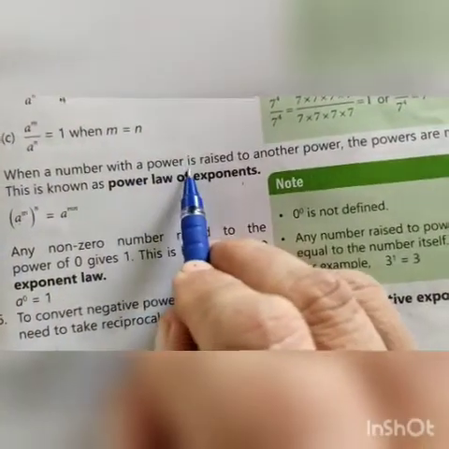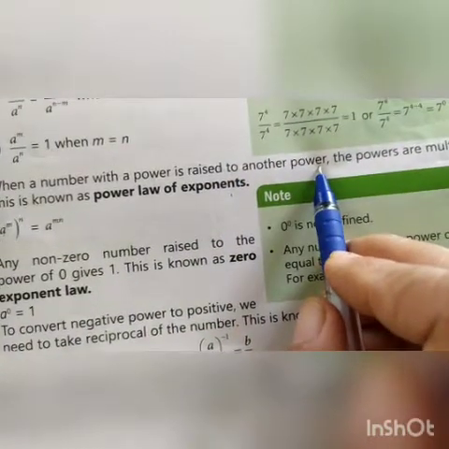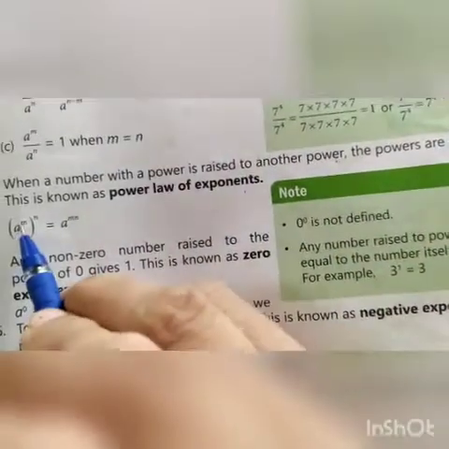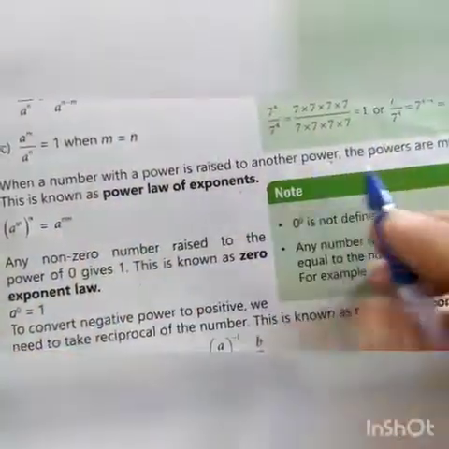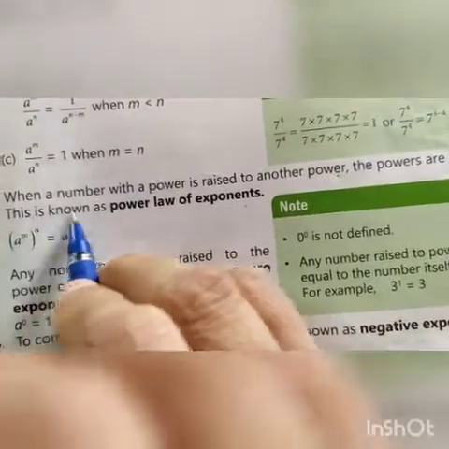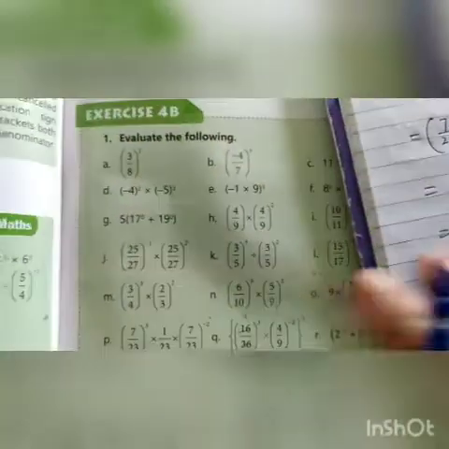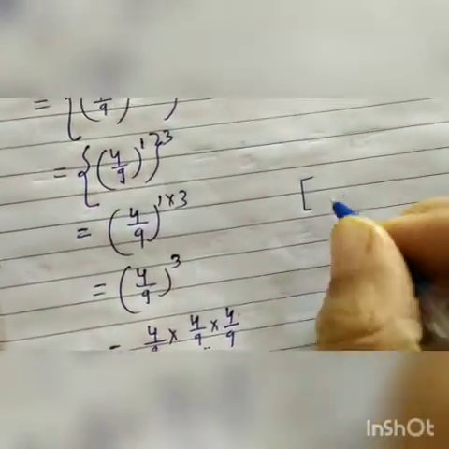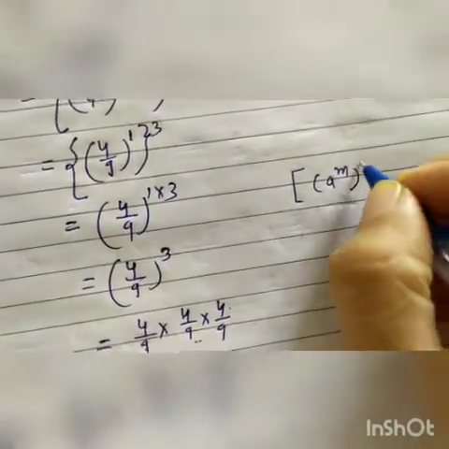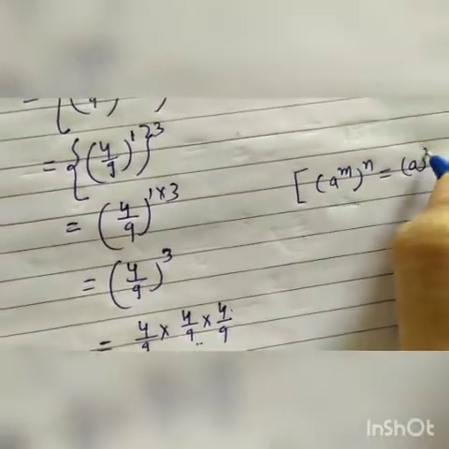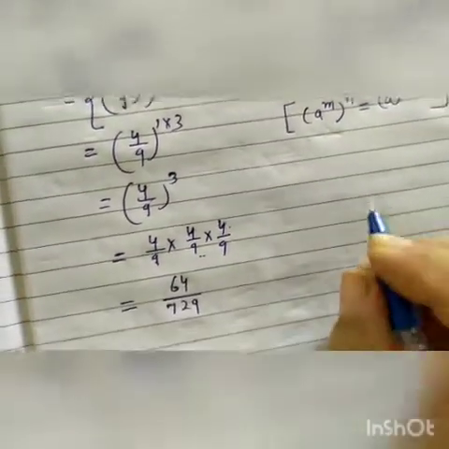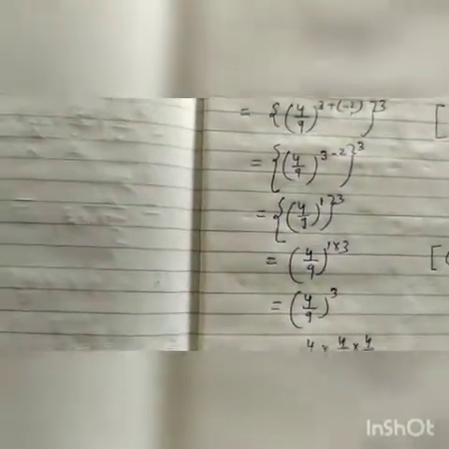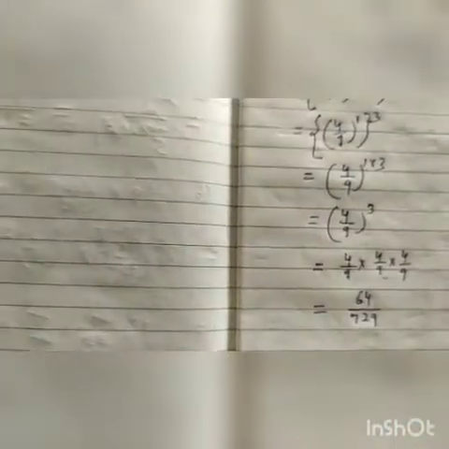When a number with a power is raised to another power, a number is raised to another power, double power, one power this one, one power this one, the powers are multiplied. This is known as power law of exponents. So we will write here a power m whole power n is equal a power mn. Which law is this? This is power law of exponents. Clear? Now come to its R part.